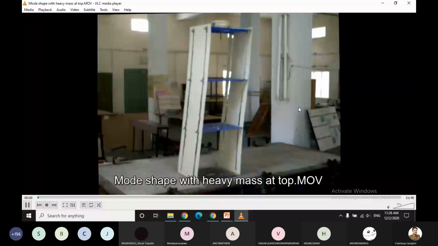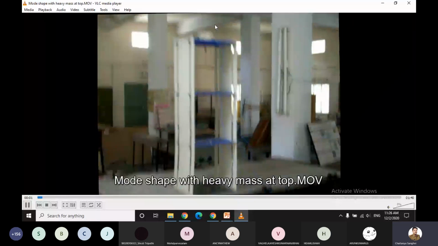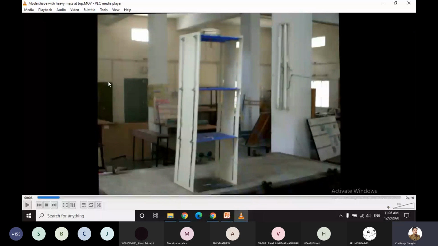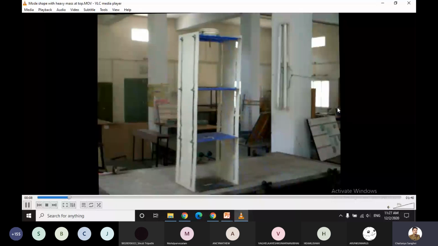And this is the last. Here I added some mass at the top. If I add the mass, what is going to happen? The frequency is 1 upon 2 pi square root of k by m. If I increase the mass, the frequency will come down. If the frequency comes down, then it will vibrate at a lower frequency. Very low frequency, right? Now look at this.